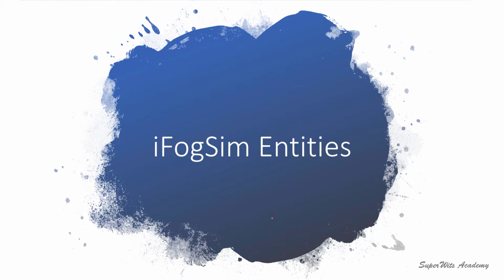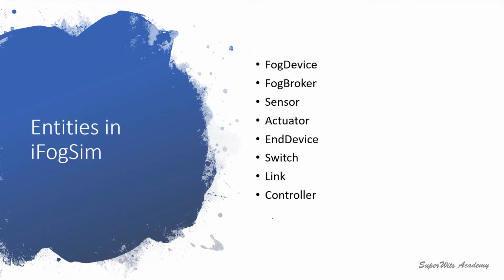So this entity is basically the model that generates similar behavior as it might have generated in an actual environment. So how many different entities are available in this iFogSim which we are going to use frequently? That is fog device, fog broker, sensor, actuator, end device, switch, link, and controller.